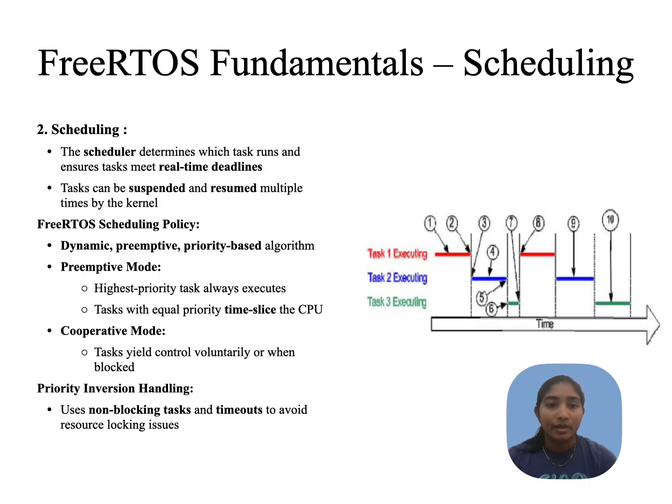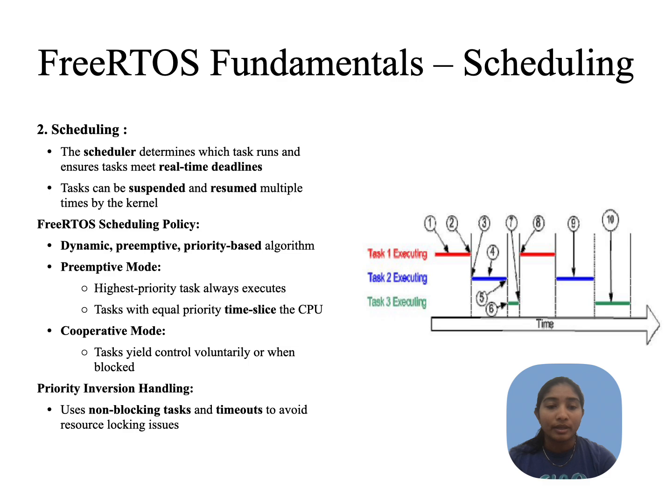The second fundamental property is scheduling. The FreeRTOS scheduler plays a key role in deciding which task runs and when, ensuring that real-time deadlines are met. Tasks are not permanently assigned to the CPU. They can be suspended and resumed multiple times based on priority and system state. FreeRTOS uses dynamic preemptive priority-based scheduling by default.